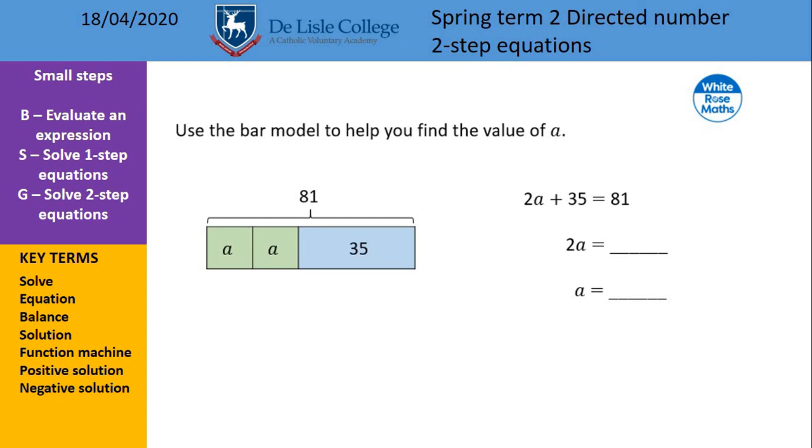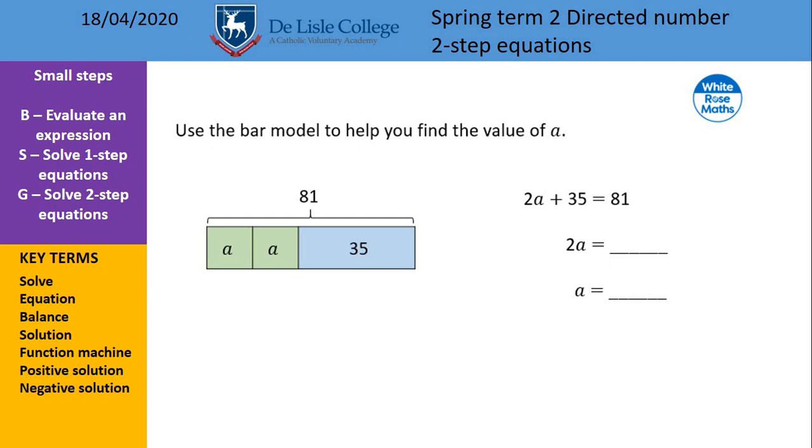There's an extra bit of information you're going to have to solve as well. So once again, using the bar model, we have got 2 lots of A, that makes our 2A, added to 35, so that whole bar equals 81 in total. And the whole idea is to get A isolated on its own.